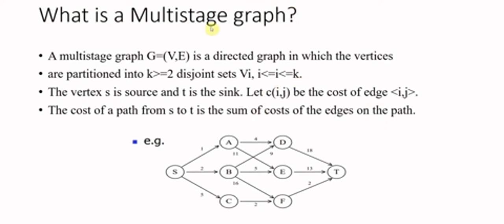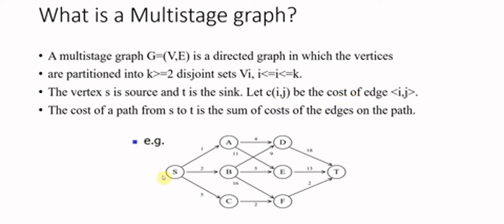Now a multi-stage graph, consider G, is a weighted directed graph which consists of vertices and edges. It is a directed graph in which the vertices are partitioned into K disjoint sets, where K is at least greater than or equal to 2, meaning there should be at least two stages, and Vi lies between 1 to K. The vertex S is a source and T is a sink. Let Cj be the cost of the edge.